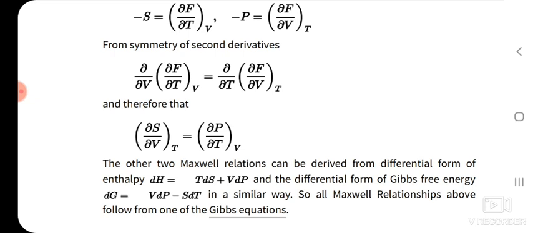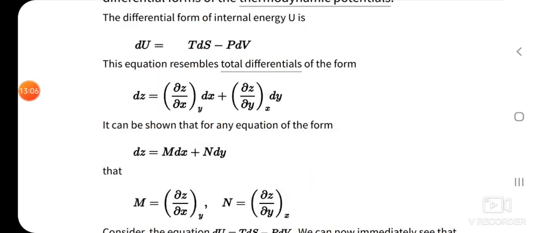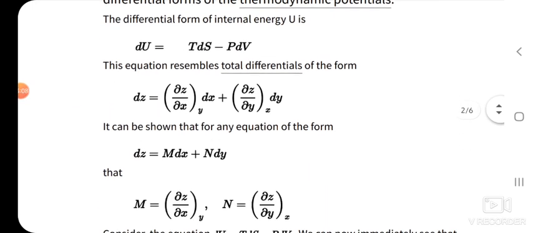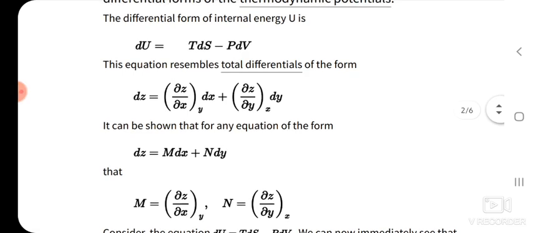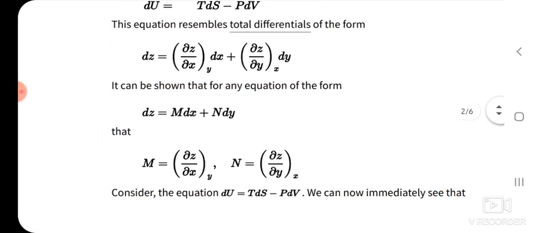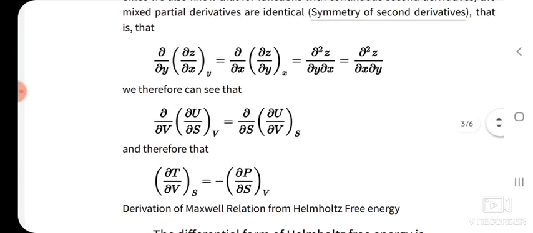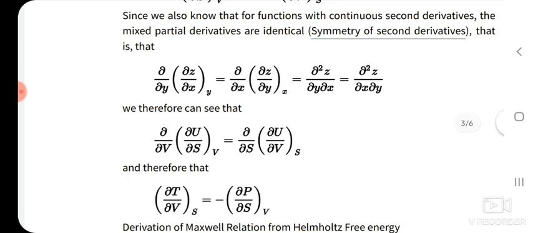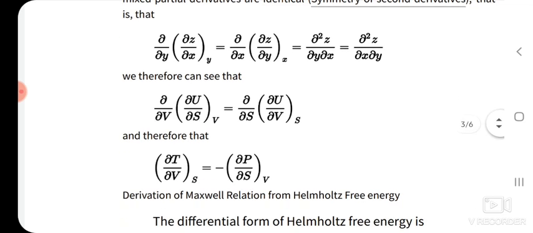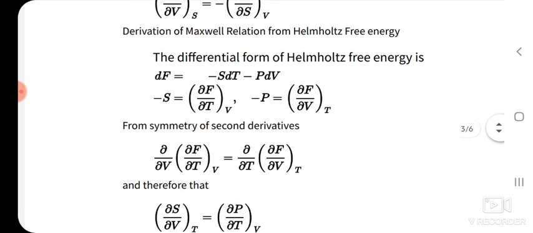Just a quick review of Maxwell's relations. The first relation can be found from the internal energy equation dU equals TdS minus PdV. If we simplify this, we get ∂T/∂V at constant entropy is equal to minus ∂P/∂S at constant volume. This one is the first Maxwell relation.